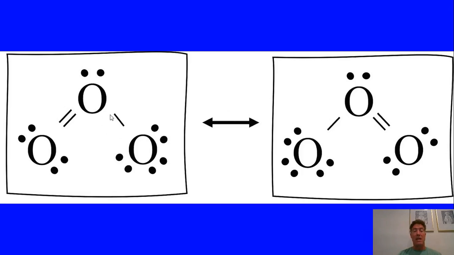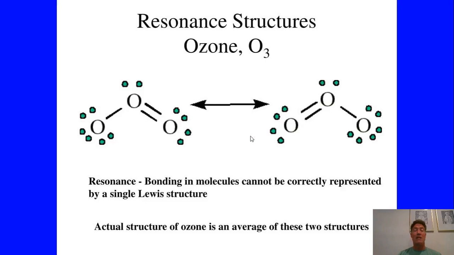And in fact, it stands to reason that it's a hybrid of both of these. If you just kind of flip these pictures back and forth, this or this, this or this, it's actually both. So that would be a resonance structure. So this is when we can't represent the compound or the molecule by a single Lewis structure. So what it is, it turns out to be an average of both structures.